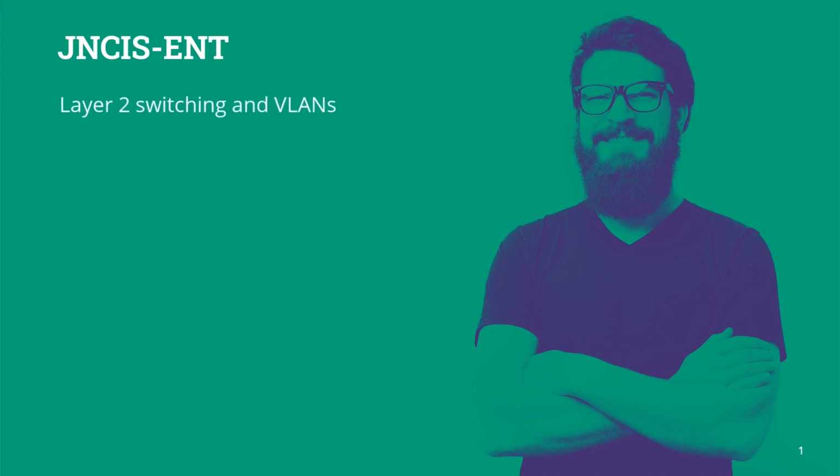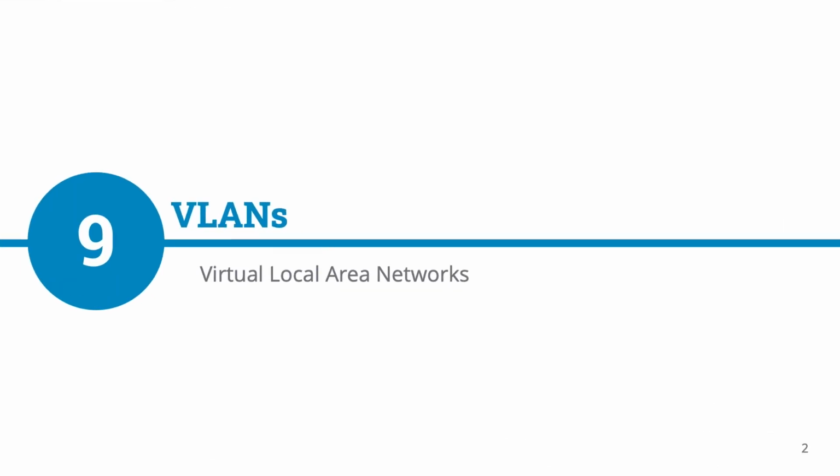In this section of the course, we're reviewing Layer 2 switching and VLANs, where we're covering Layer 2 switching mechanisms and Ethernet switching configurations in Junos. In this lesson, we'll be covering VLANs, or Virtual Local Area Networks.